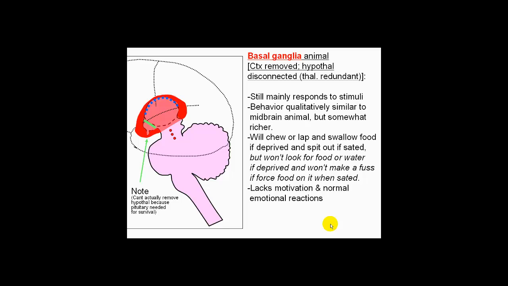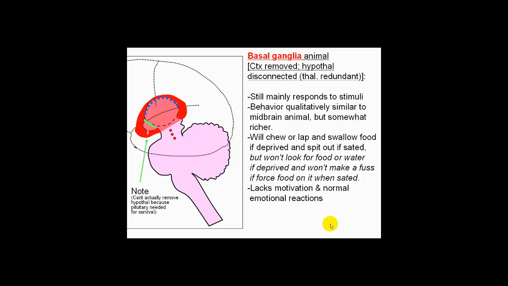And we make a cut up here to get rid of the connection to the neocortex. The thalamus is still there. We don't get rid of the thalamus, but it turns out that the thalamus is a communication pathway between the lower parts of the brain and the neocortex. So with the neocortex gone, the thalamus, though still there, is redundant. So it's still there, but it's not doing anything important.